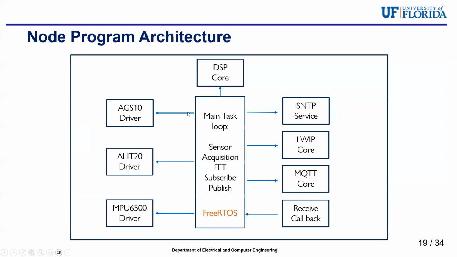And here's the structure of our hardware node program. It utilized 3 sensor drivers and a DSP core. Then it would pack and organize, do the data pre-processing with the FFT algorithm, and finally it would format a JSON string through the MQTT core and publish them to the topic.